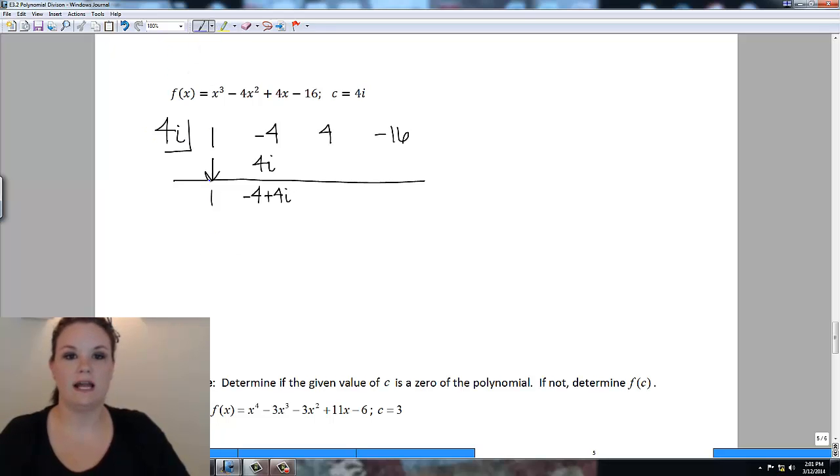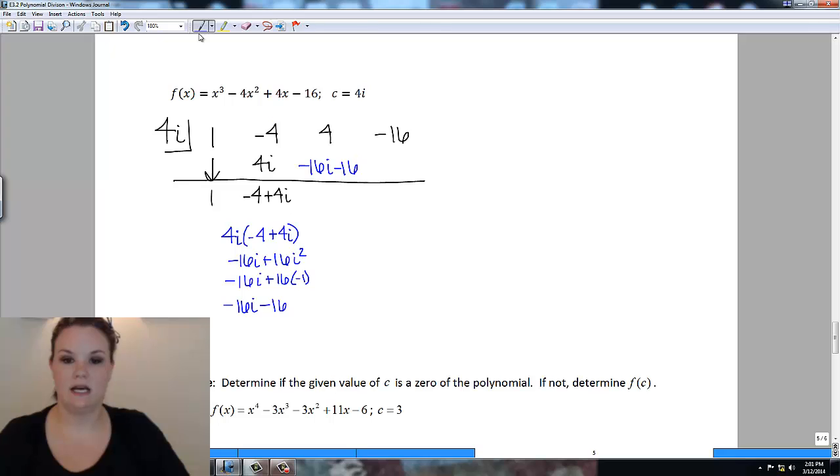So down here, I need to distribute that to what's in my box. So if I do 4i times -4 plus 4i, and I distribute, I get -16i plus 16i squared. And remember, i squared is -1. So this is the same as 16 times -1, which gives me -16i minus 16. So that's what I'm going to write up here. So I have -16i minus 16. And when I combine down, I can combine my 4 and my -16. So I have -16i minus 12, right?